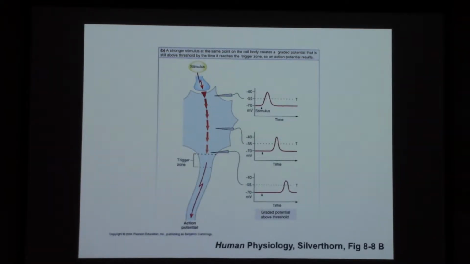They're graded, right? They fade with distance. As they spread out, they get weaker and weaker because that signal leaks back across the cell membrane. Ions get pumped back out, for instance. The strength of a graded potential is proportional to the strength of the initial stimulus. The stronger the initial stimulus, the stronger the graded potential. Graded potentials can be depolarizations, they can be hyperpolarizations. We brought that up, right?